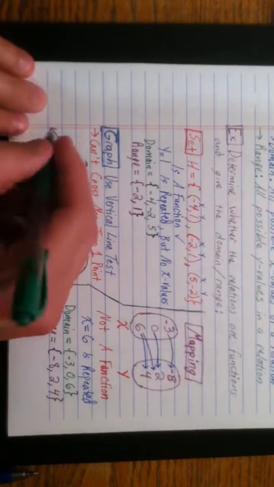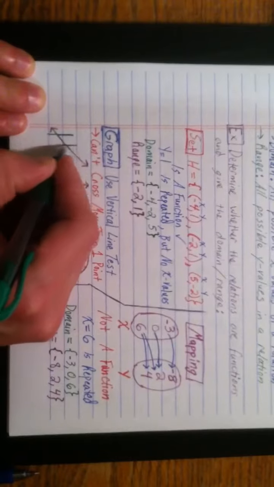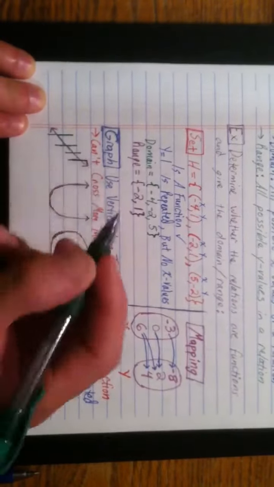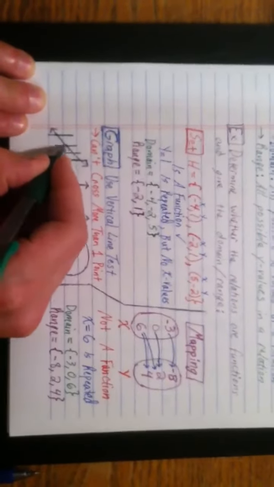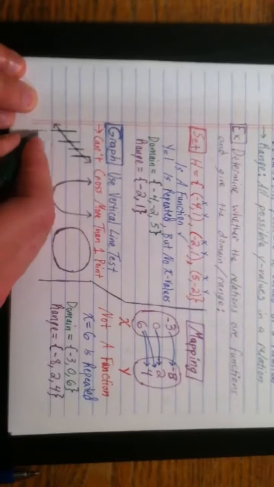So if we were to take a look at these three different graphs, and I draw a vertical line, no matter where I draw a vertical line through an angled line like I'm doing here, you see it only crosses at one point, at one point, at one point. And no vertical line will ever cross an angled line like this at more than one single point. So for that reason, it is a function.